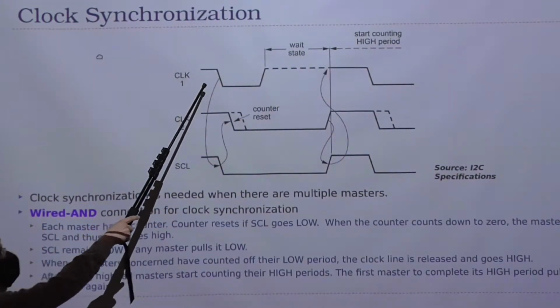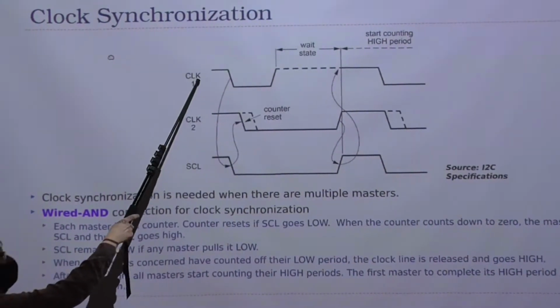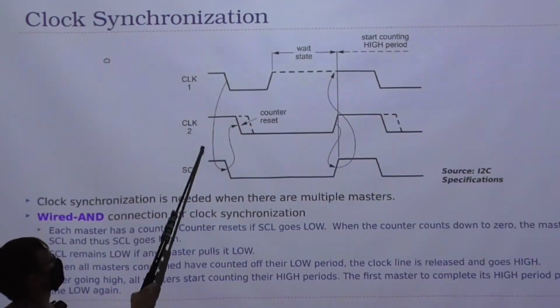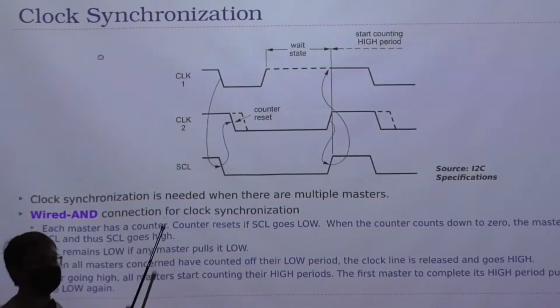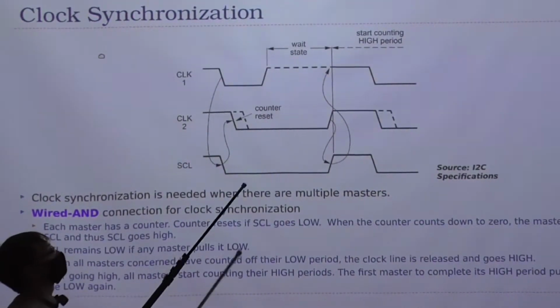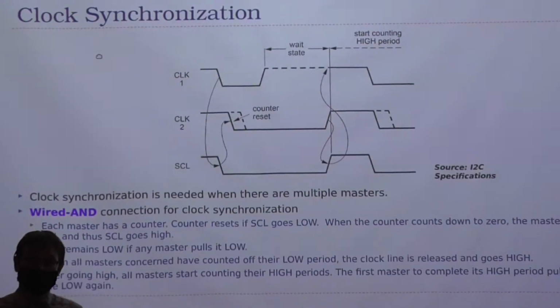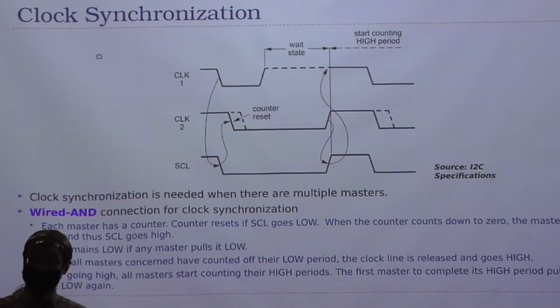Clock 1 initiates the low period on the clock signal, so SCL goes down at the same time as controller 1's clock. However, it takes a clock cycle for the second one to pick it up, because it's not going to know that instantaneously. It requires at least one clock.